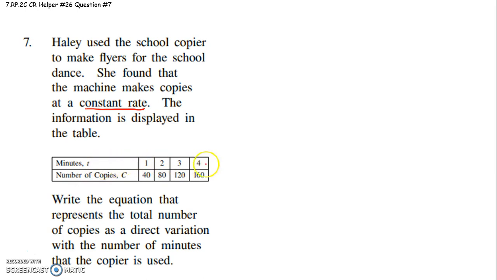So we have T for number of minutes. After 1 minute, you've made 40 copies. 2 minutes, you've made 80 copies. 3 minutes, you've made 120. 4 minutes, you've made 160. And your number of copies, they say, let that be C.